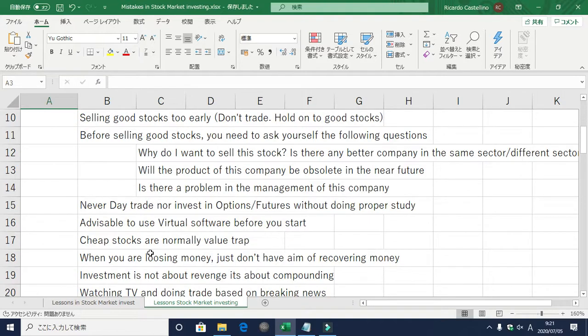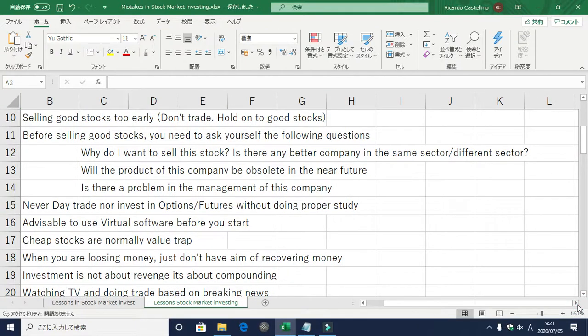Now, before you decide to sell a good stock, you need to ask yourself the following questions. Why do I want to sell this stock? Is there any better company in the same sector or a different sector? Will the product of this company be obsolete in the near future? Is there a problem in the management of this company? Remember, never day trade or invest in options or futures without doing a proper study.